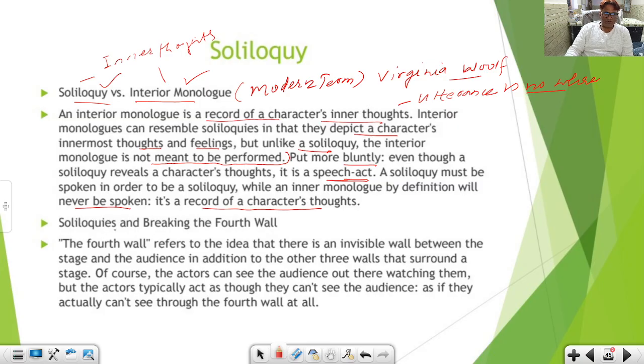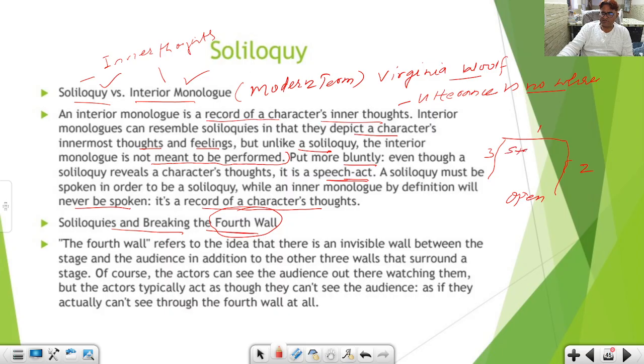Now, there is one term we use with soliloquy: breaking the fourth wall. Let me clear this concept of the fourth wall. Friends, if you have seen a theater, the three sides are covered, but this side is open. So these are the three walls, but one wall is open. That is called the fourth wall. This is the stage actually.